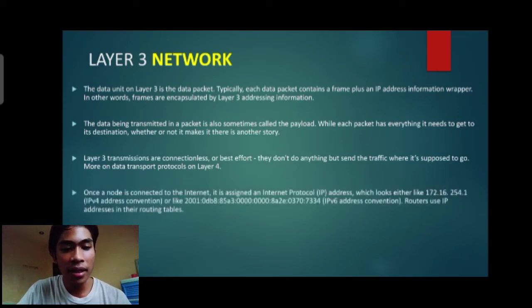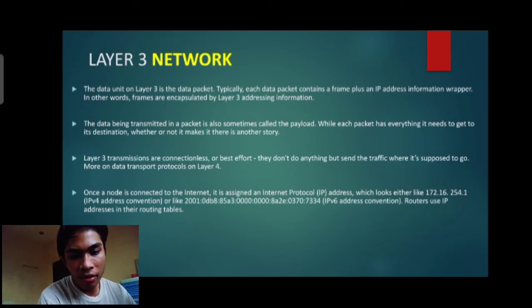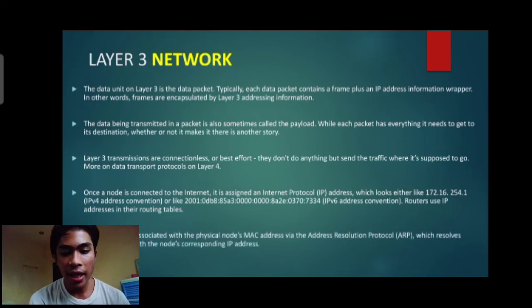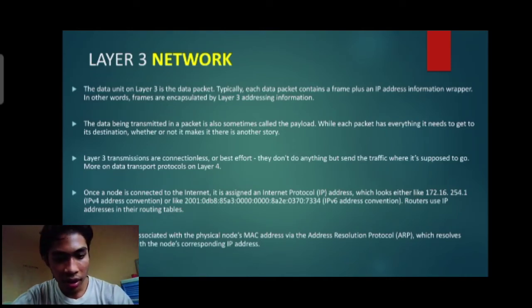Once a node is connected to the internet, it is assigned an internet protocol IP address, which looks like either this one, the version 4 IP address, or the version 6 IP address. IP addresses are associated with the physical node's MAC address. So IP address and MAC address are always together whenever you are connected to the internet.